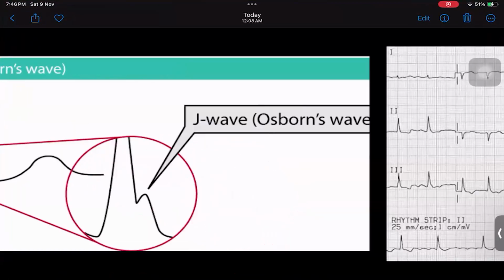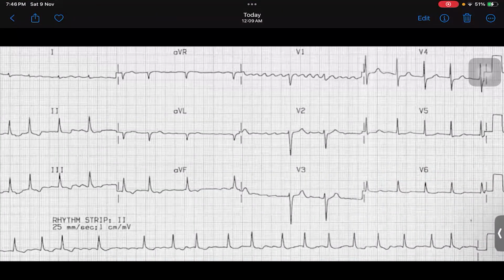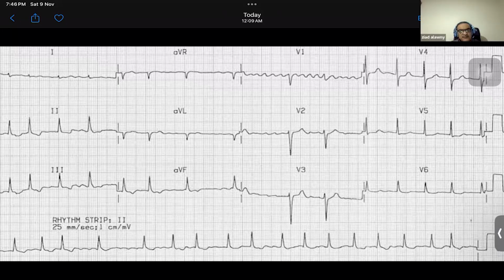All right. Now tell me, this is a young man. He was playing cricket and he felt dizzy. So he was rushed to the hospital, and this is what you see in the ECG. This is atrial fibrillation. Wonderful. So how do you manage it?